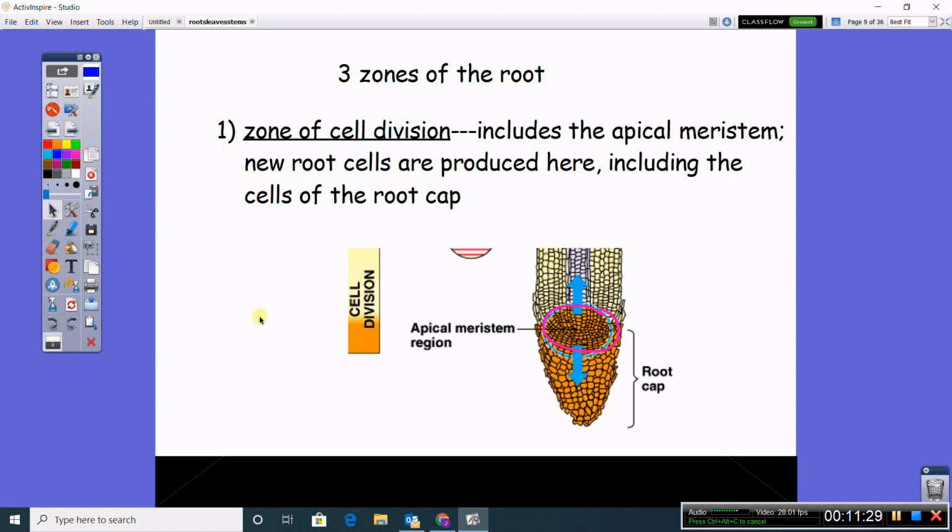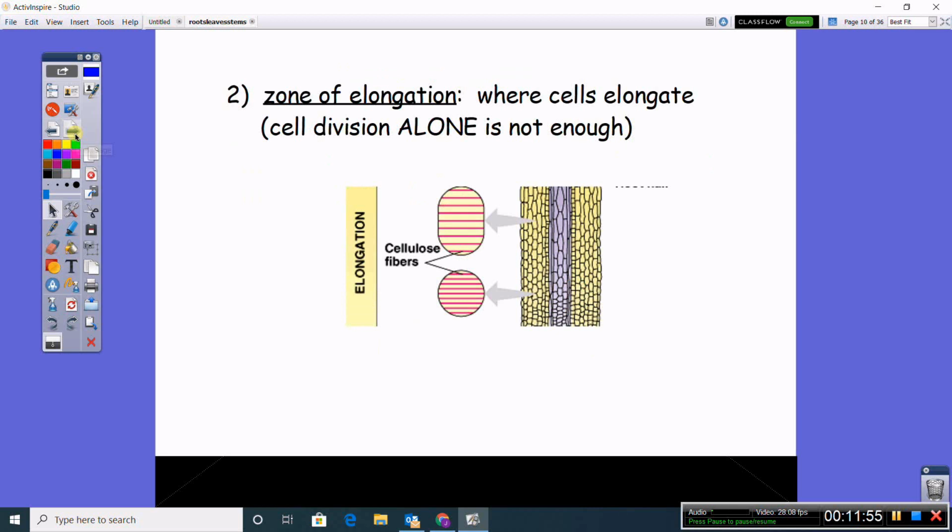All right, we've got the zone of cell division. Think about the area on that onion root tip that we focused on. That was the zone of cell division. That's where we had all those actively dividing cells that we would look at to find the cells in the various phases. So your zone of cell division is going to be your closest zone to your apical meristem and your root cap. Then you have your zone of elongation.